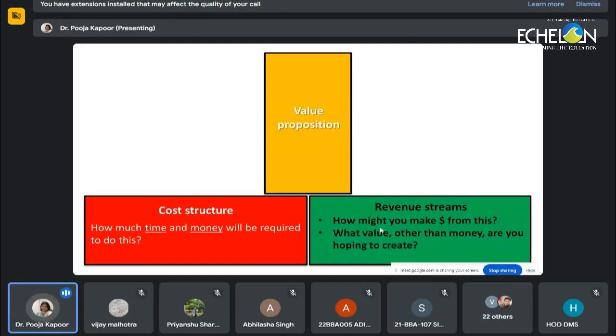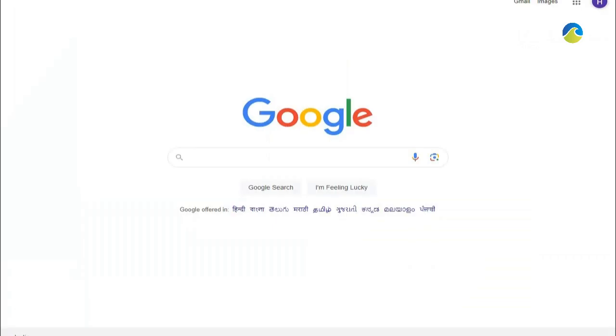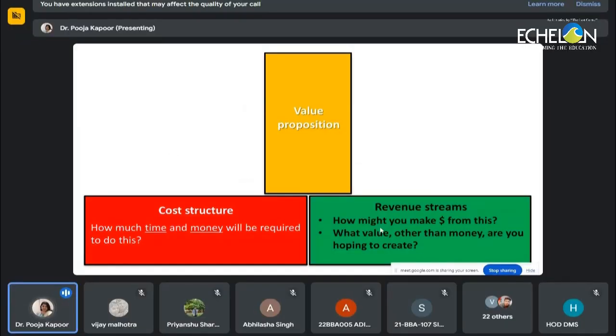Then on the opposite side of the cost is revenue. Whatever we are doing as a business, the main outcome of the business should be the revenue streams. So it is very important how much money you make from this, what value other than money you are hoping to create, how you interact with the customers, how your business earns money, what your revenue models are, what your pricing strategies are. For example, the subscription model for software, for any particular software you take, that is a revenue model or revenue strategy. It will come under revenue streams.